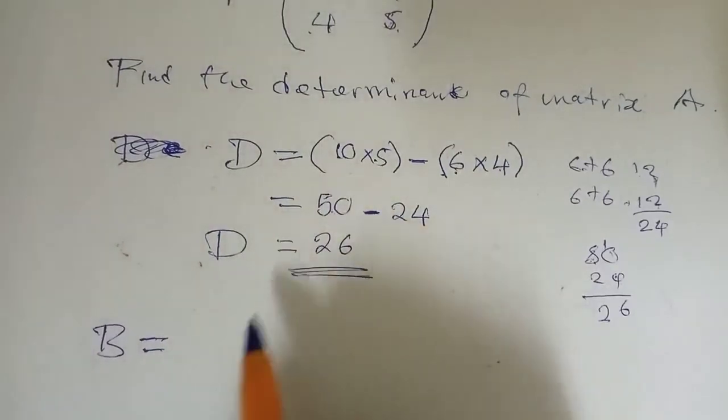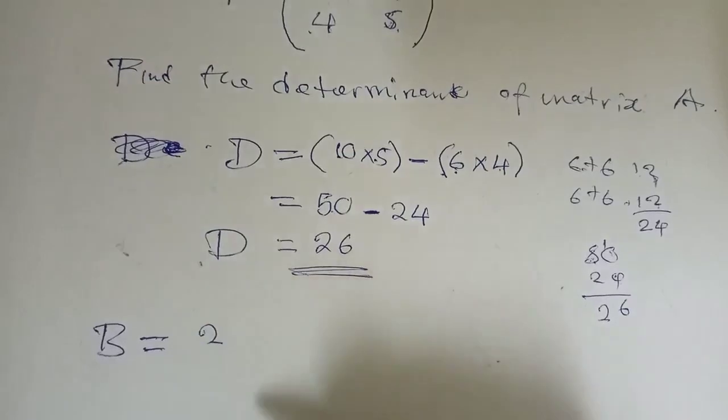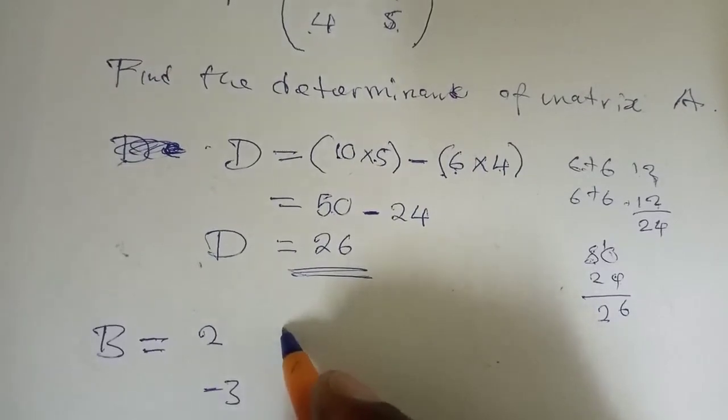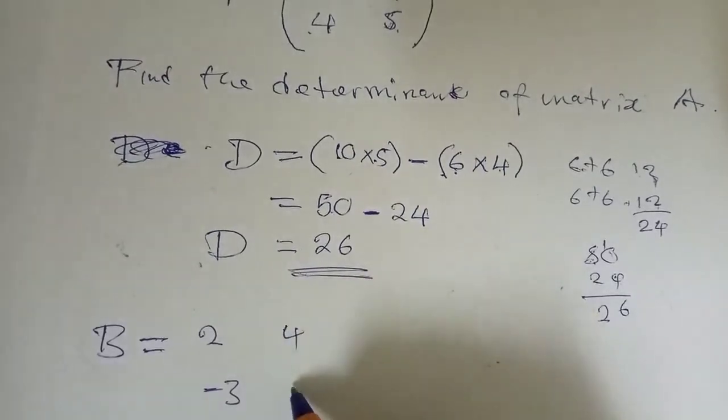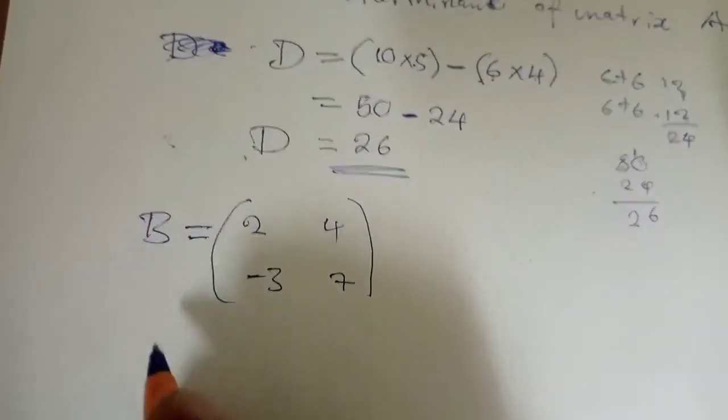So let's say we have 2, then negative 3, then we have 4, then we have 7, something like this. Then you're asked to find the determinant.